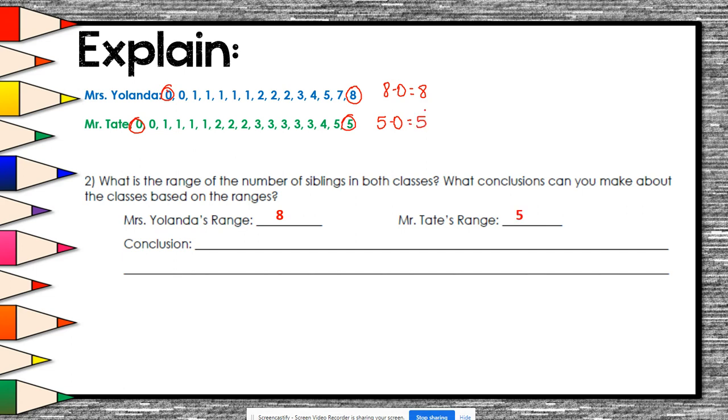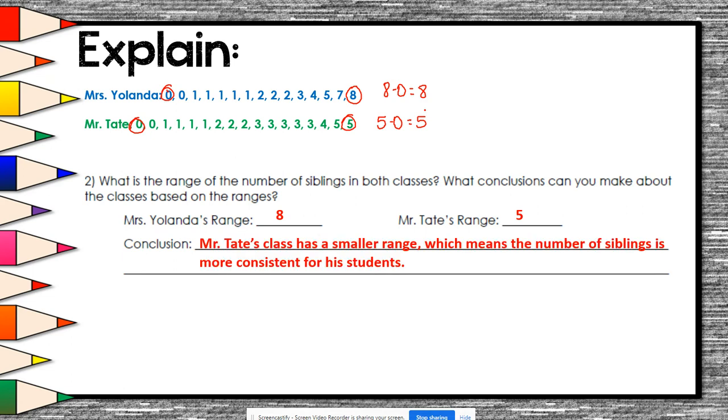Now, because Miss Yolanda has a greater range than Mr. Tate, that tells us that her data is more spread out. That means it is not as consistent or not as reliable as Mr. Tate's. So we will say Mr. Tate's class has a smaller range, which means the number of siblings is more consistent for his students.